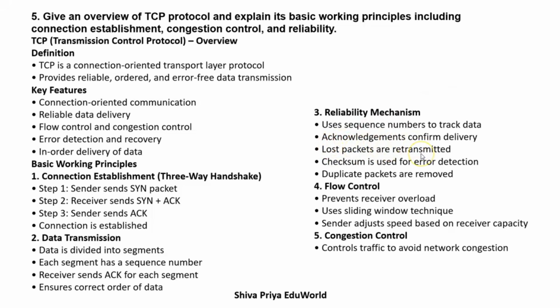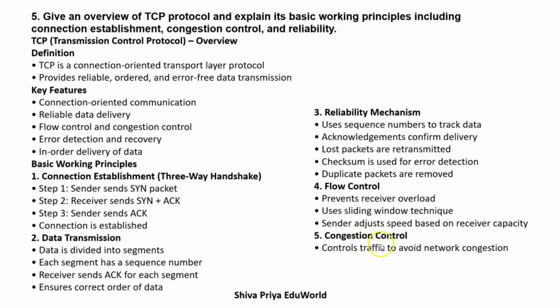Lost packets are retransmitted again. If there is any loss, then it will retransmit. And checksum is used for error detection. Duplicate packets are removed. If there is any redundancy, those packets are removed. And flow control prevents receiver overload and uses sliding window techniques. The sender adjusts the speed based on the receiver capacity. If the receiver is receiving slowly, then the sender will send slowly.